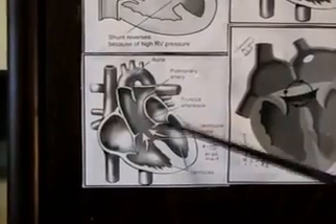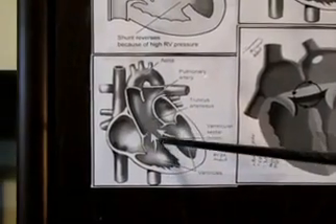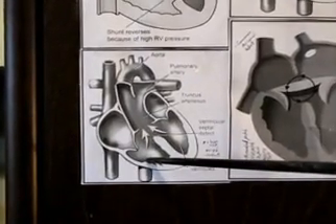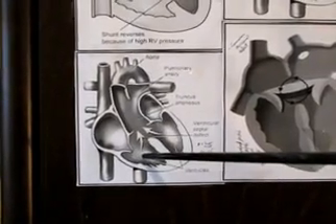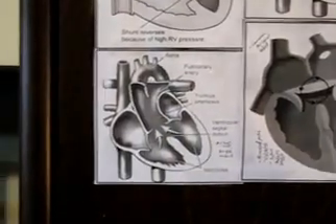So in order to correct the truncus arteriosus defect, the surgeons would close the VSD with a patch, and then they would create a conduit or a tunnel that would directly connect the right ventricle to the pulmonary arteries, okay? And that should help correct the problem.